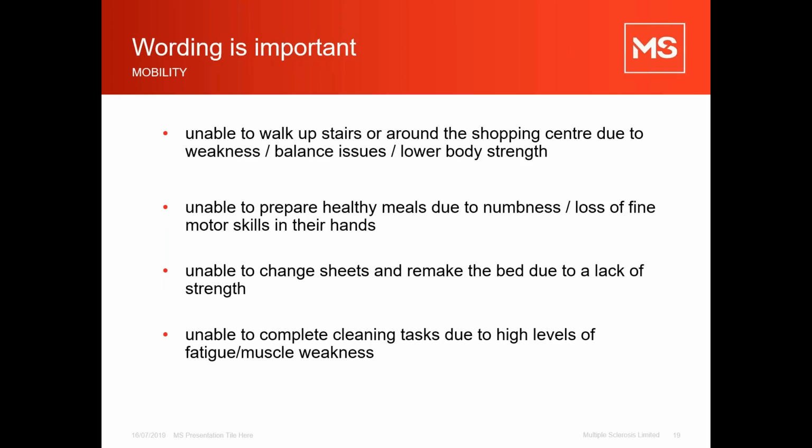So wording is really important when somebody is filling out an access request form. I've just given you some examples here of the type of wording that they're looking for. It would be good for your GP to say things like, the person is unable to walk upstairs or around the shopping centre due to weakness, balance issues, lower body strength, whatever it is. They're unable to prepare healthy meals due to numbness, loss of fine motor skills in their hands. Somebody can't change the sheets because those fitted sheets on the bed are really difficult to get on and off.